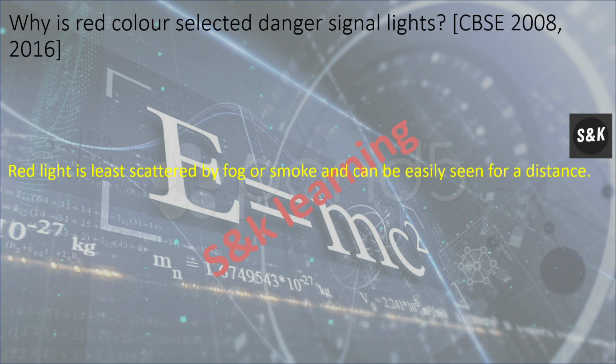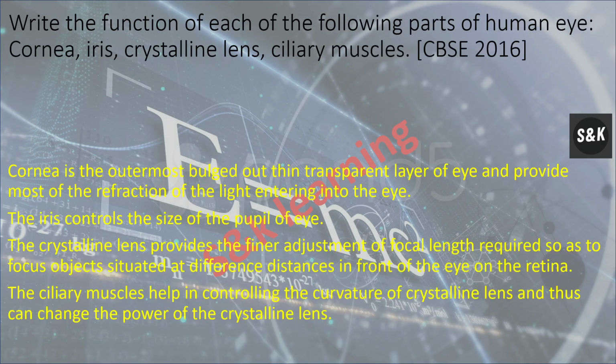Why is red color selected for danger signal light? Because red color is least scattered by fog or smoke. This can be easily seen from a distance. Write the function of each of the following parts of the human eye. Cornea. Cornea is the outermost thin transparent layer of the eye and provides most of the refraction of light entering the eye. Iris.